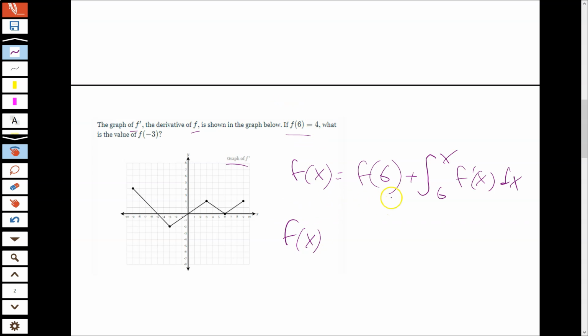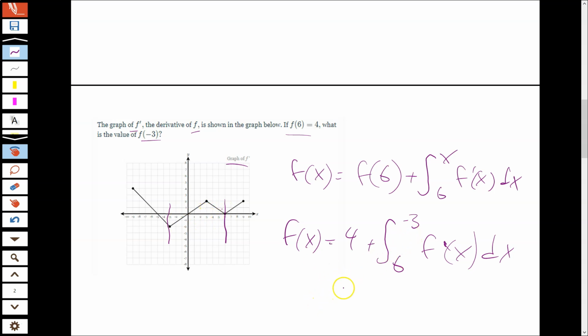Either way of starting out is fine. If you want to write this as the general form and then plug things in, that's fine. Or if you want to start with what I'm about to write now, so f of 6 is 4, plus the integral from 6 to negative 3 of f prime of x dx. Okay. So let's mark out our x values on our graph. So here's the region we're interested in.